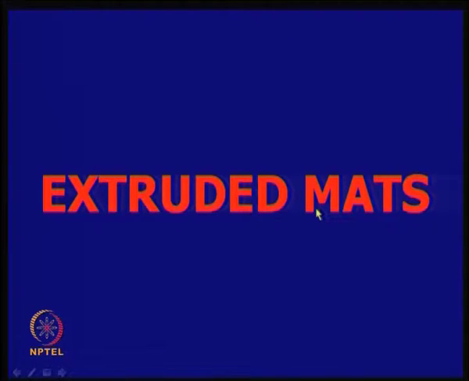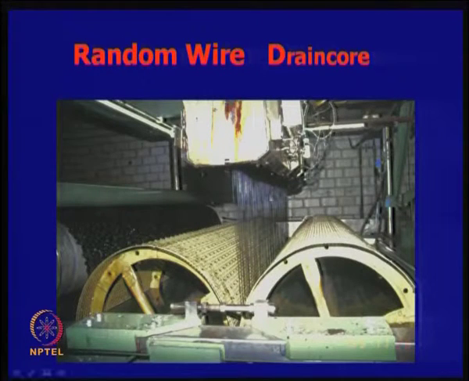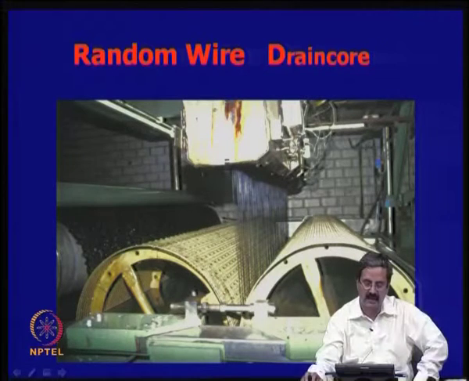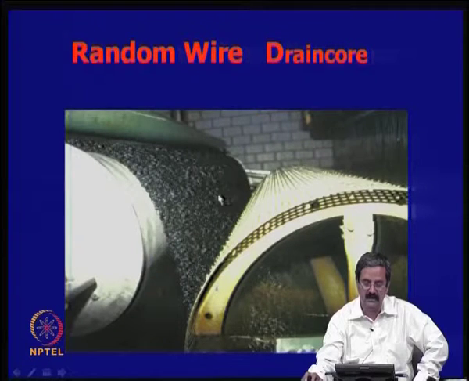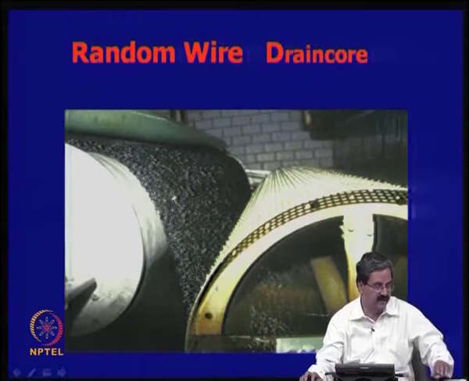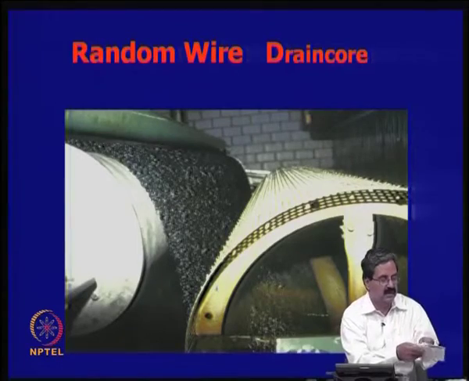Then you also have extruded mats, like a random drain core. As I just mentioned, for prefabricated vertical drains we need a drainage core, with a geotextile as well as a geo filter. You can see we have a drain core here at the center, and on either side you have a geotextile. Some of this material can also be manufactured in this manner.